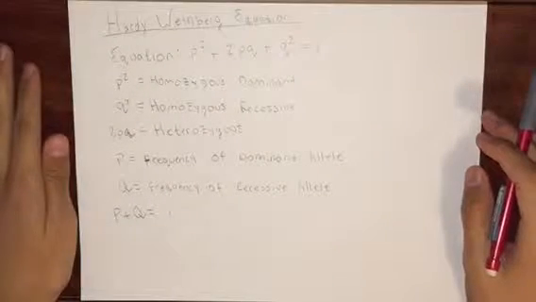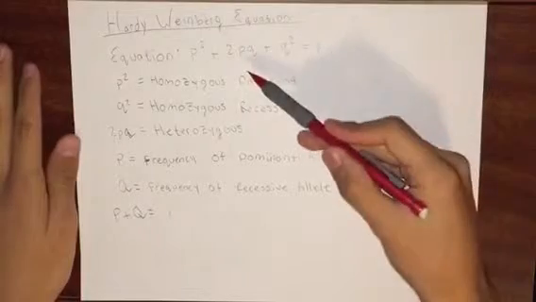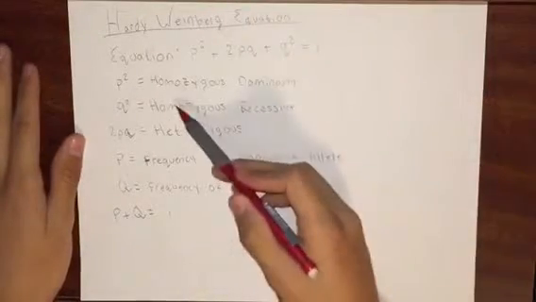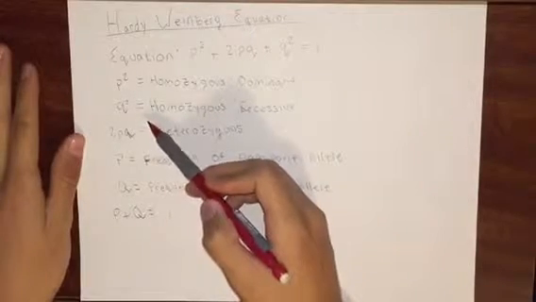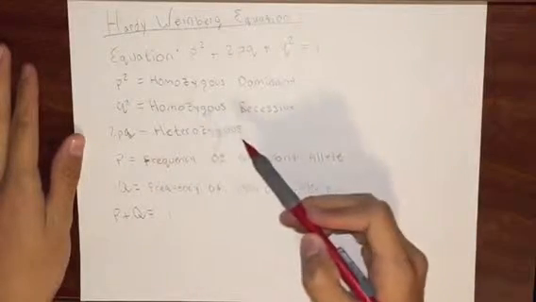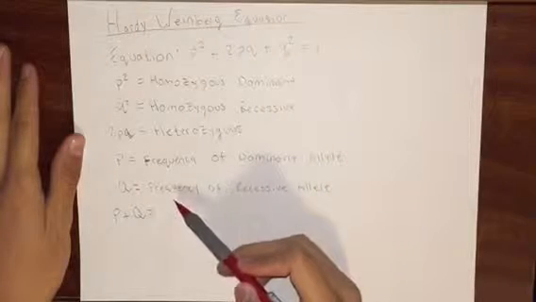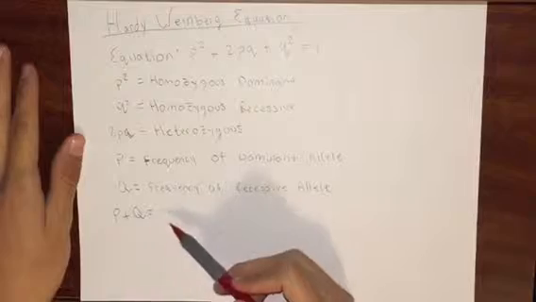Today I'm going to be showing you about the Hardy-Weinberg equation. The equation is p squared plus 2pq plus q squared equals 1. p squared equals homozygous dominant, q squared equals homozygous recessive, and 2pq equals heterozygous. p equals frequency of dominant allele, q equals frequency of recessive allele.